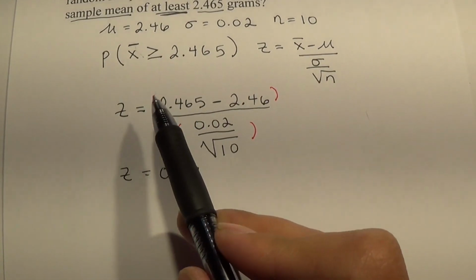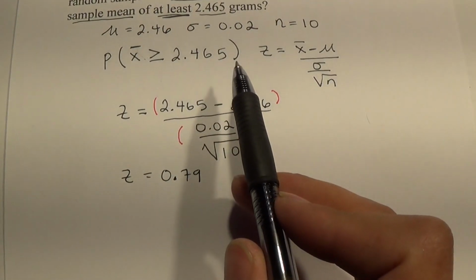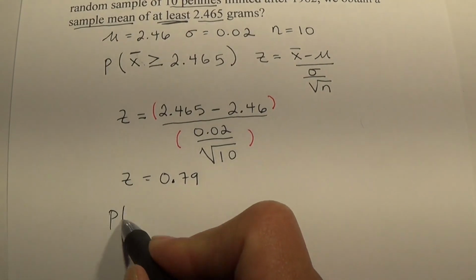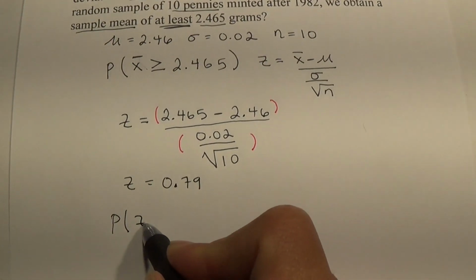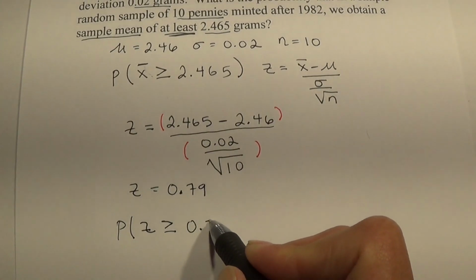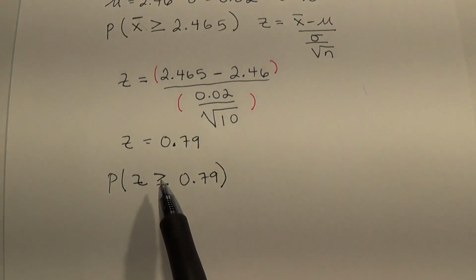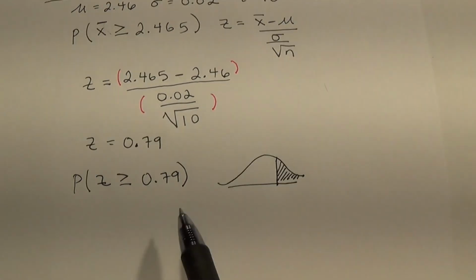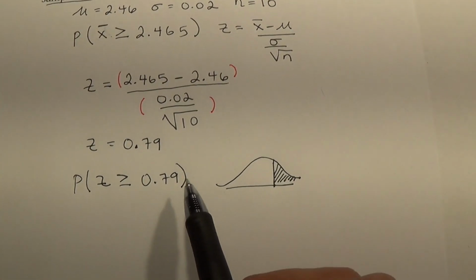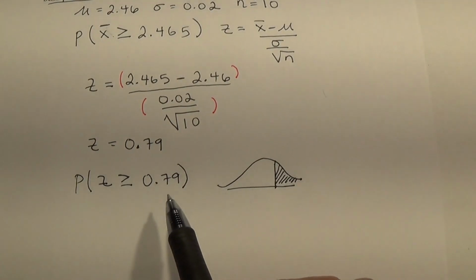And now, instead of finding the probability that x bar is greater than or equal to 2.465, we have changed the problem to finding the probability that z is at least 0.79. Now, if you look at this carefully, this is the area to the right. So I need to use my z table to find the value of the area to the left of this, then subtract it from 1.